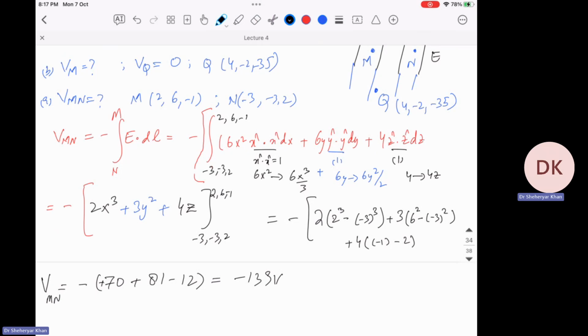Here I solve: x dot x is 1, the integration of 6x is 6x squared by 2. That's why we have this one. y dot y is 1, 6y integrates to 6y squared by 2. That's why we have this one. When you're using the x limit, only use 2 and minus 3. For y, 6 and minus 3. For z, minus 1 and 8.